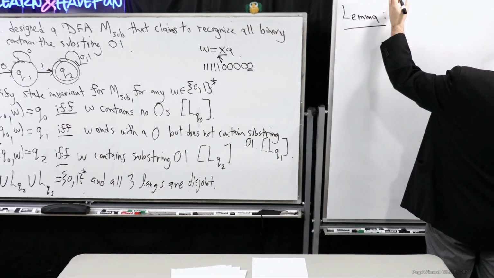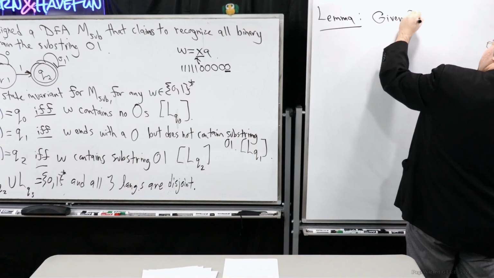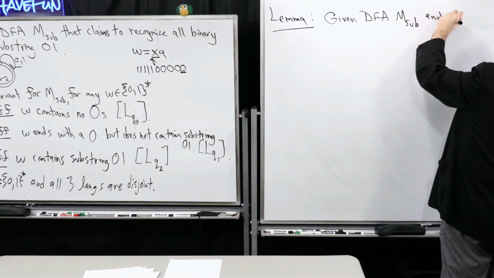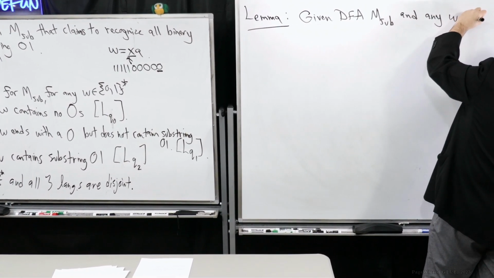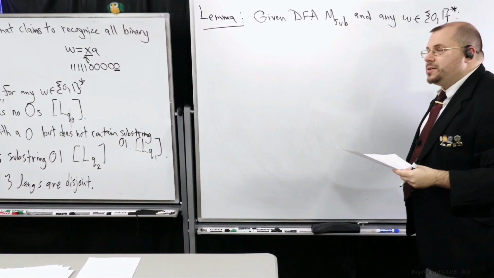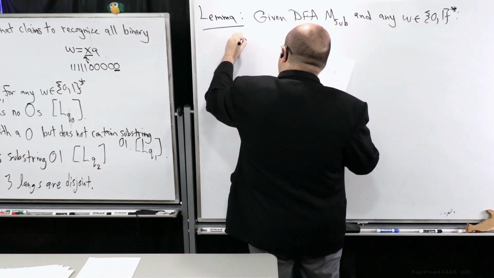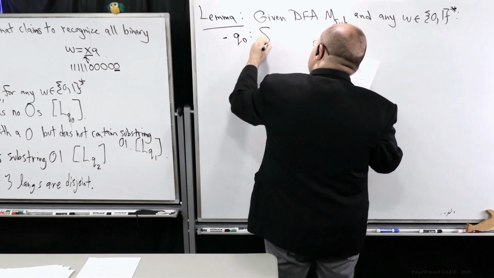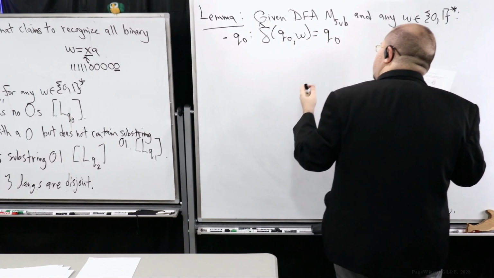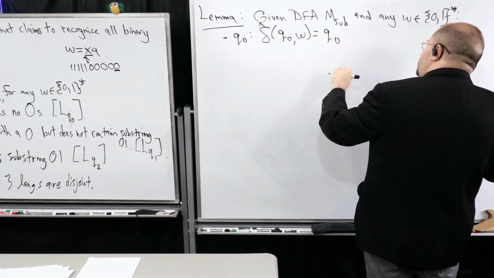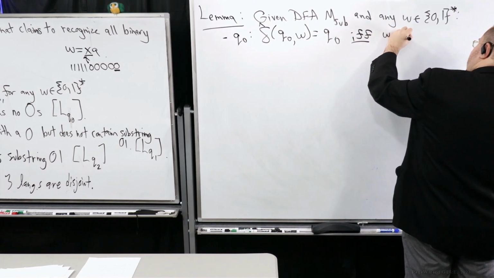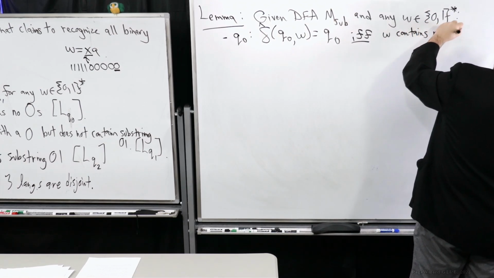Now we're going to step 3. Given DFA M sub and any W that is a binary string, it has to be the following. So we're going to go through each one and describe the state invariants for each one. So we got Q0, delta hat Q0 W is equal to Q0, meaning that after the DFA M sub processes string W, it has to be in Q0 if and only if W contains no zeros.